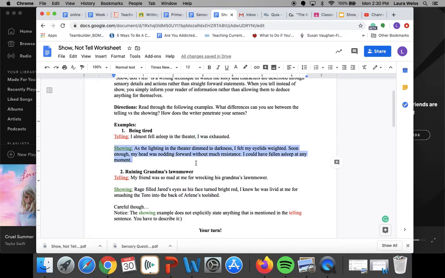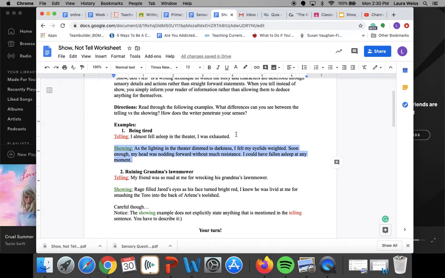Here's a showing example. As the lighting in the theater dimmed to darkness, I felt my eyelids weighted. Soon enough, my head was nodding forward without much resistance. I could have fallen asleep at any moment. This is a much better way of showing your audience that you were tired, okay?